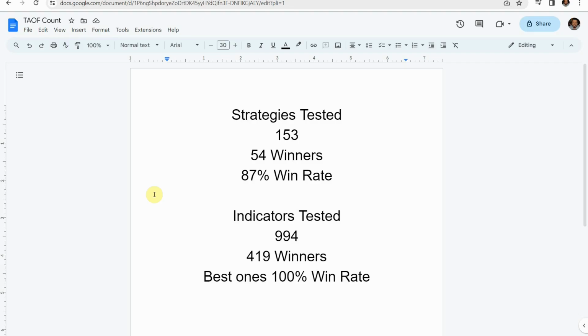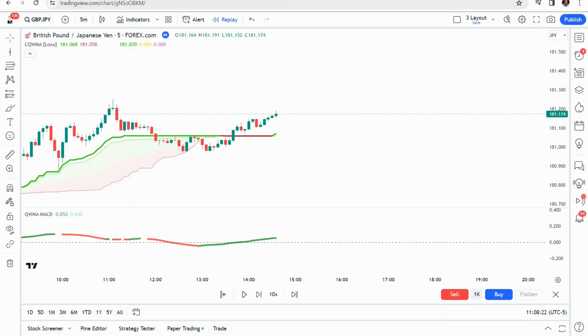We've also tested a total of 994 indicators, with 419 of them being winners. Now, keep in mind that we test most of these indicators and strategies on the Forex and crypto market, but they can be applied to just about any market and time frame universally.